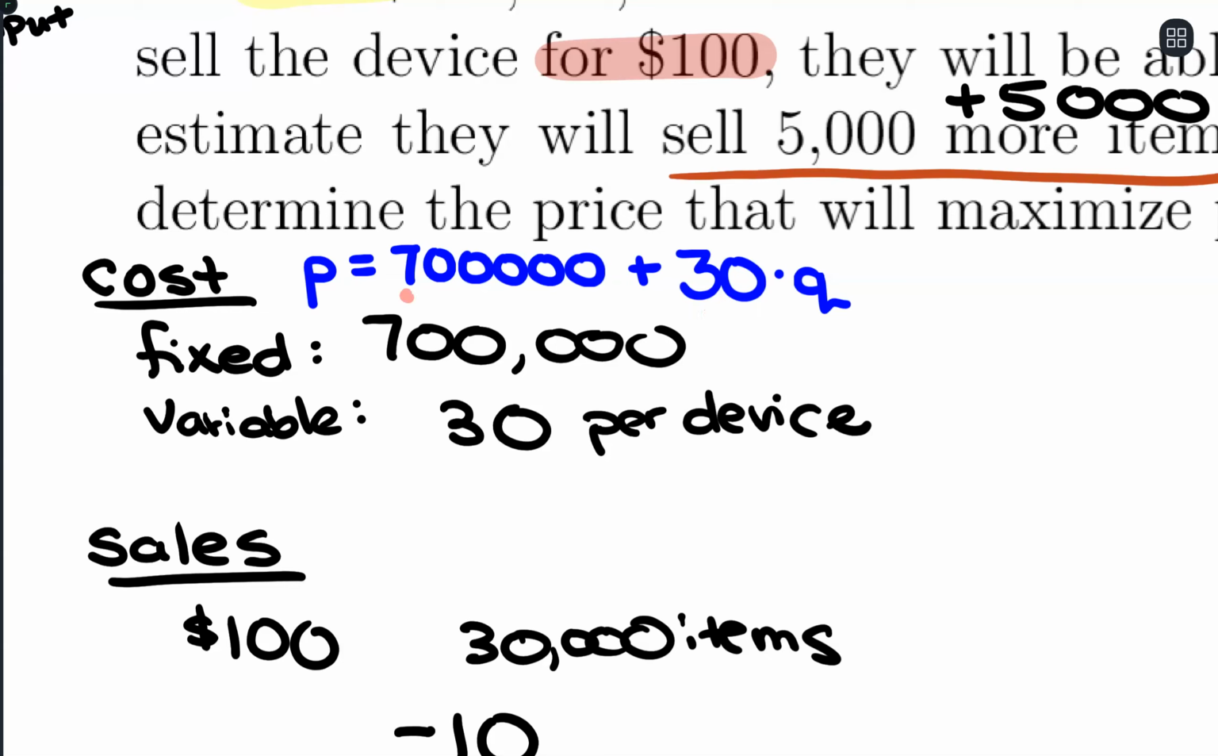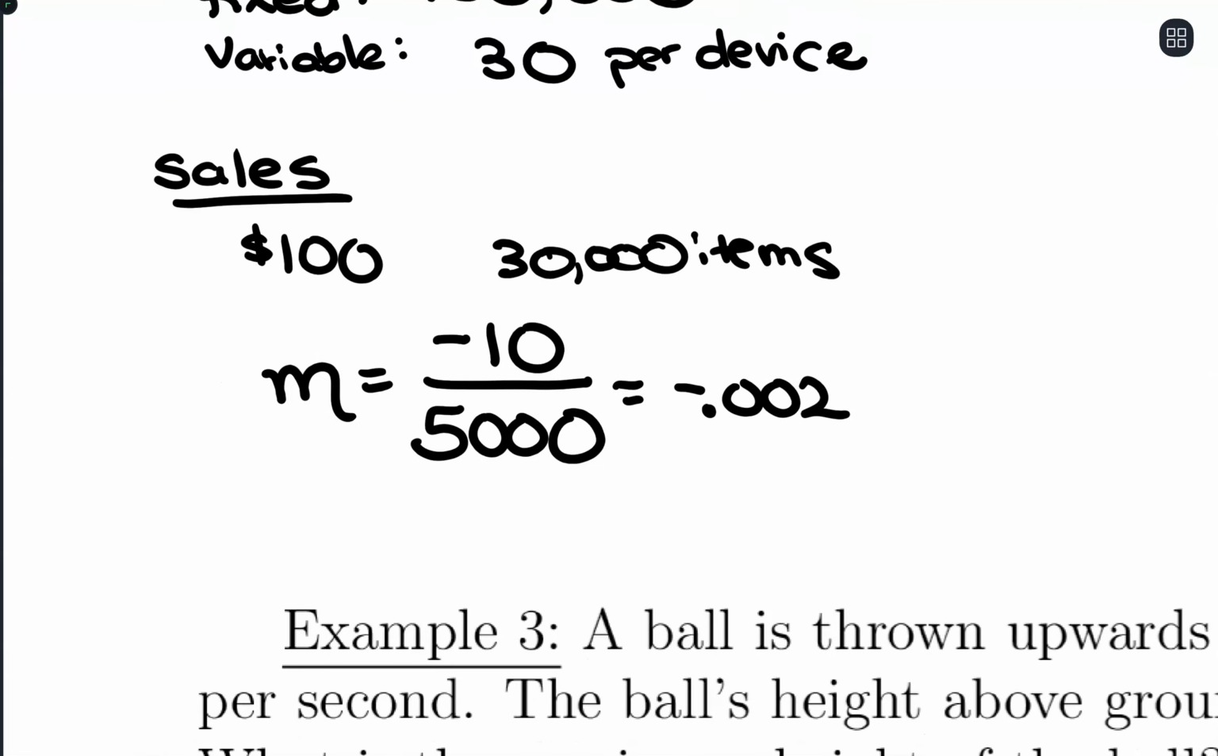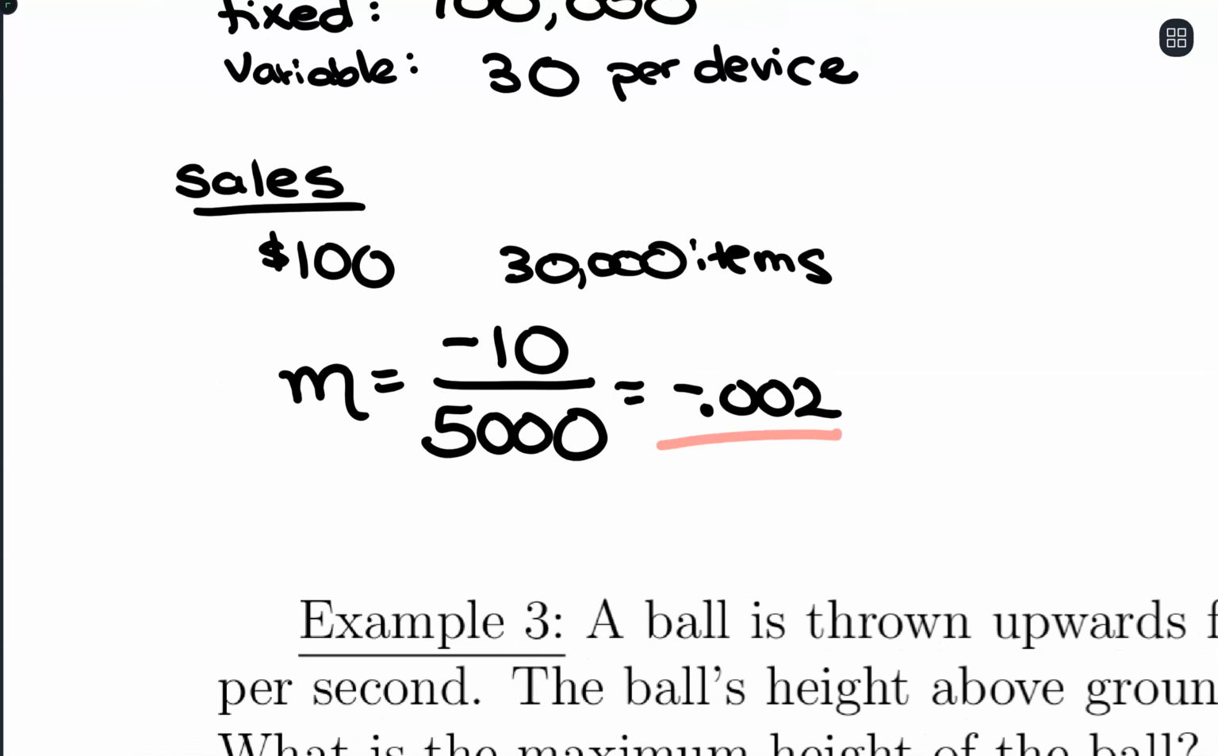Slope is the rate of change. Intercept is that fixed value that we're starting at. So we have this equation for cost. For sales, we need to do a little bit of work. We have the slope, but we don't have the intercept.